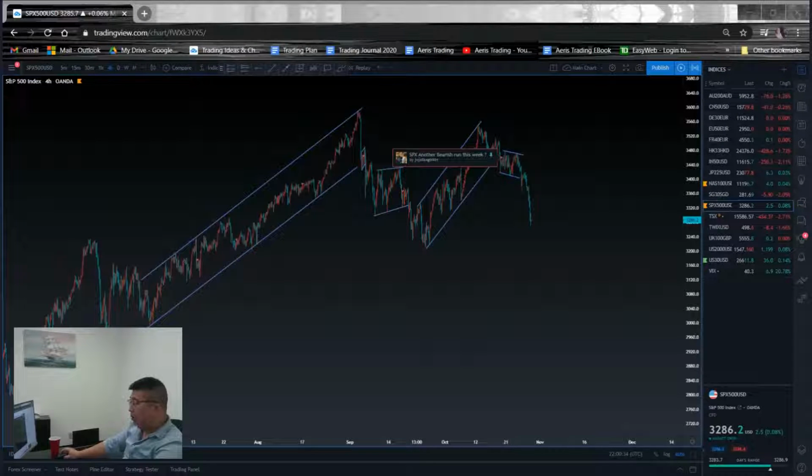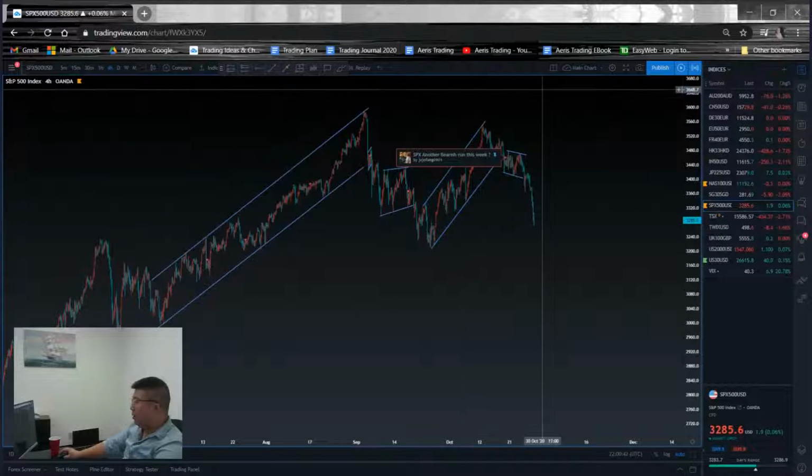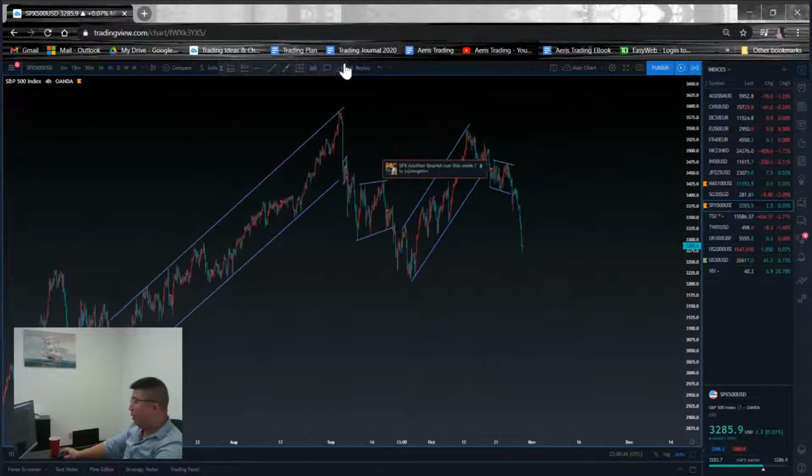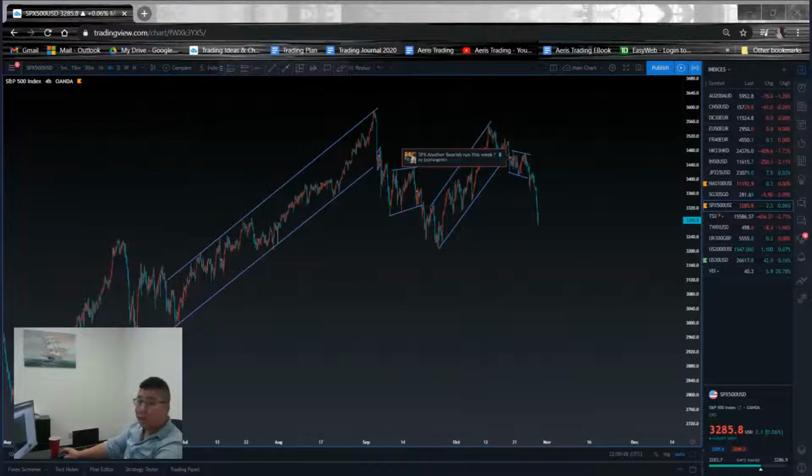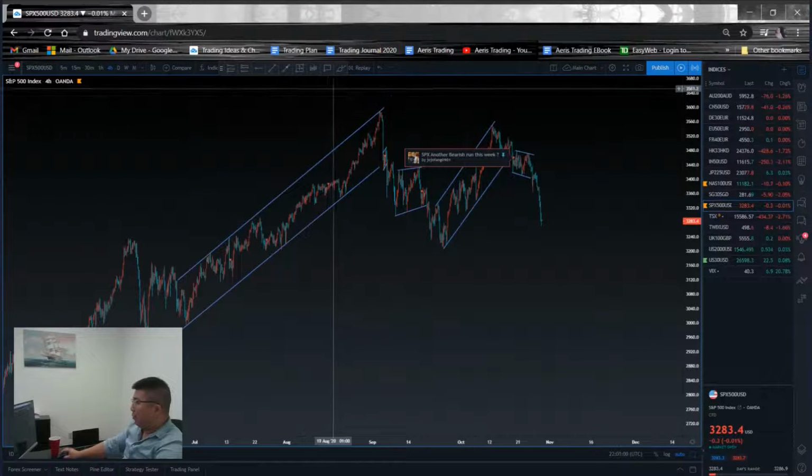Let's get started now. I'm going to start with the indices first. It seems like we had this bearish kind of run today, and most of the dollar and yen pairs have been moving as well. Then we'll jump into currency. All right, so let's look at S&P 500 first.